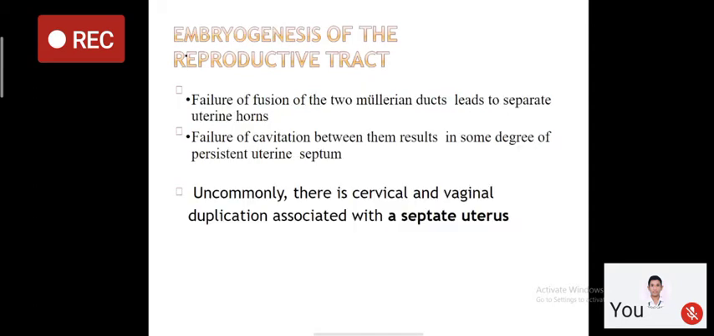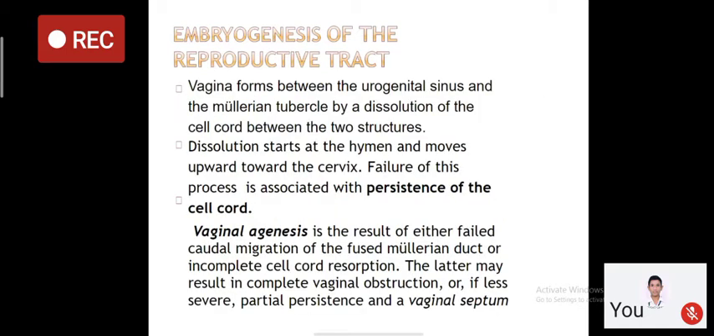So, during embryogenesis, failure of fusion of the two Mullerian ducts leads to separate uterine horns. Failure of cavitation between them results in some degree of persistent uterine septums. Uncommonly, there is a cervical and vaginal duplication associated with the septate uterus. The vagina forms between the urogenital sinus and the Mullerian tubercle by a dissolution of the cell cord between the two structures. Dissolution starts at the hymen and moves upward toward the cervix. Failure of this process is associated with the persistence of the cell cord.